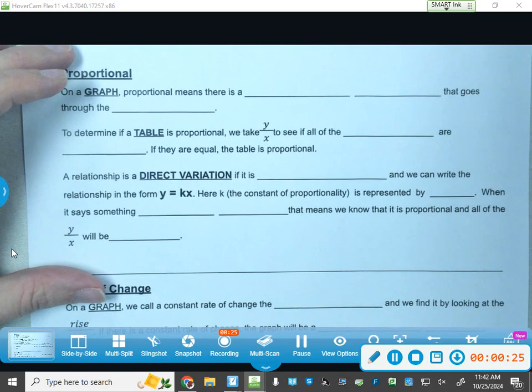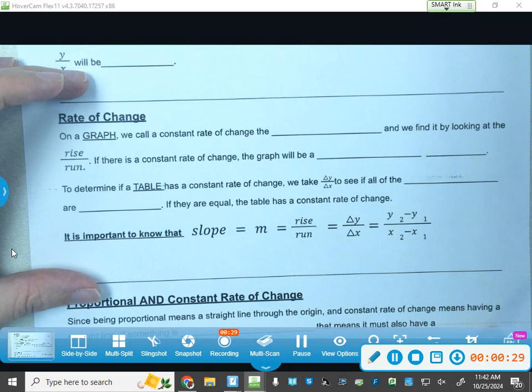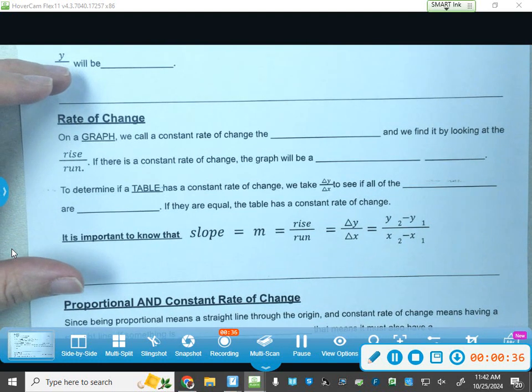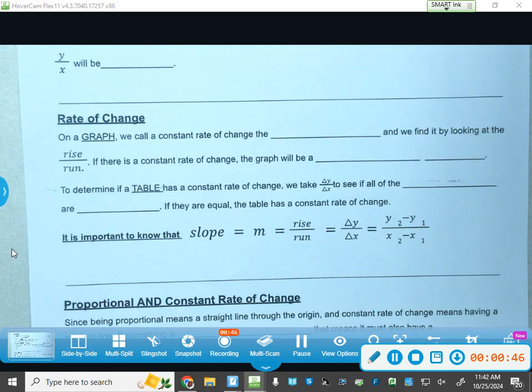Direct variation. Very good. What did we say? Rate of change. What was the other name for rate of change the other day? What was the name? Nope. That's another way of talking about it, but what's the other name for it? It starts with an S. Slope. Very good.